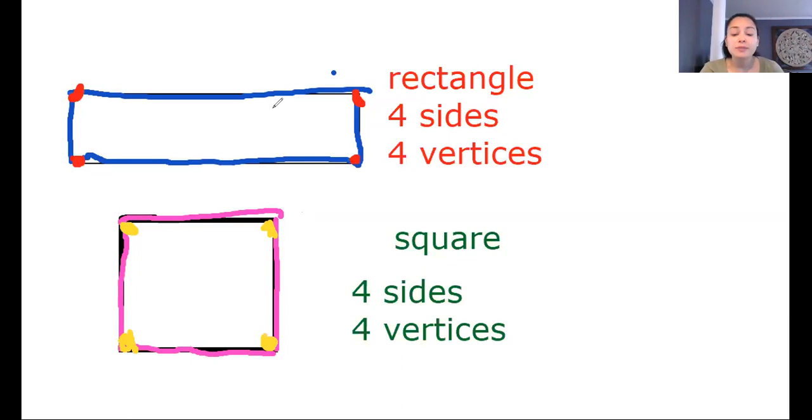But are all the sides of a rectangle the same length? No, they're not. There's 2 long sides, here on the top and on the bottom, and then here are the 2 short sides, one here and one here. So that's how a square and a rectangle are different. A square, all the sides are the same length. The sides of a rectangle are not the same. There's 2 short sides and 2 long sides. So don't forget about that.